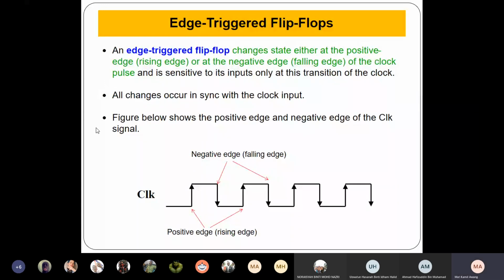Okay. Edge-triggered flip-flops change state either at the positive edge, which is the rising edge, or at the negative edge, the falling edge of the clock. The flip-flop is sensitive to its input only at this transition of the clock. It is only sensitive at the positive edge or at the negative edge.